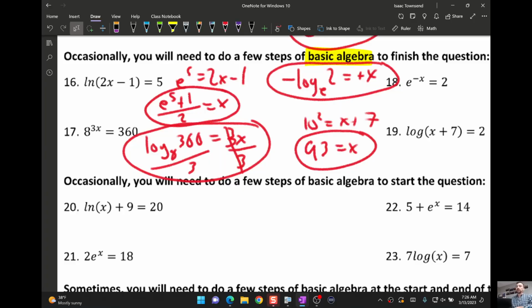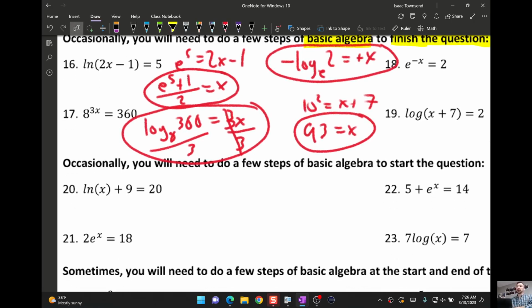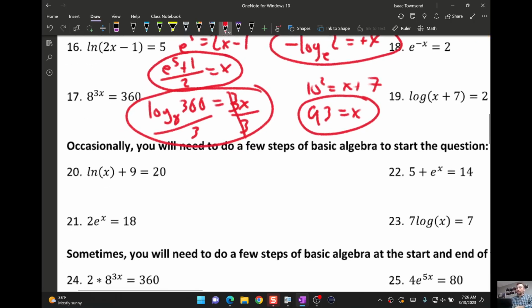And those are all showing up at the end of the question. So we did that to finish the question, but just as likely, you might need to undo some add, subtract, multiply, or divide at the beginning of the question before you can switch forms. So as much as you may want to switch the forms for 20, 21, 22, or 23, they're just not set up in their right format yet. But if you subtract 9 from both sides, then it is in the right format, the switch.